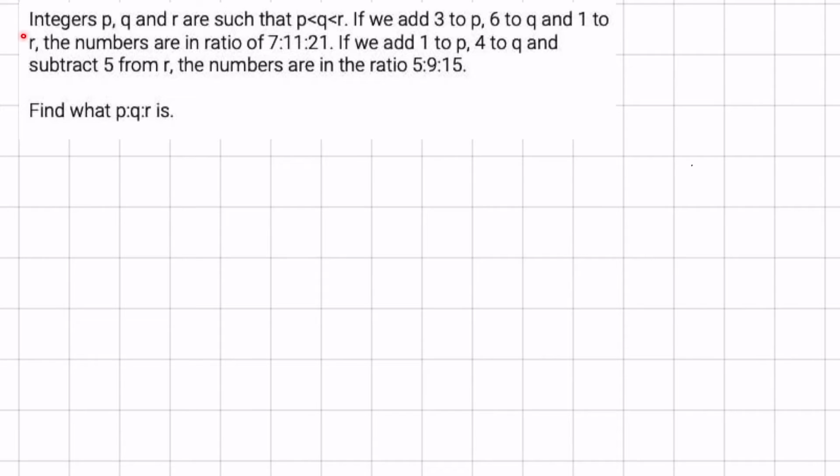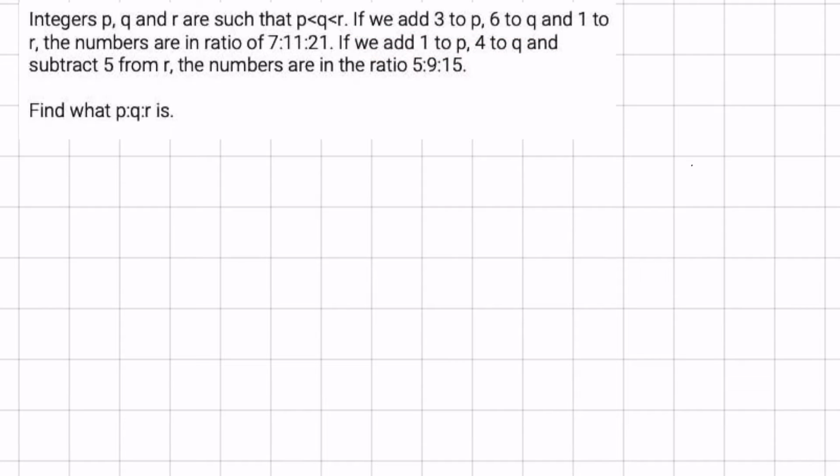So integers p, q and r are such that p is less than q and q is less than r. If we add 3 to p, 6 to q and 1 to r, the numbers are in this ratio, and if we do the following, the numbers are in this ratio. Okay. Great, so the question is asking us to find p to q to r. So let's focus on just two letters at first. So I'll be focused on p and q for both of these sentences.